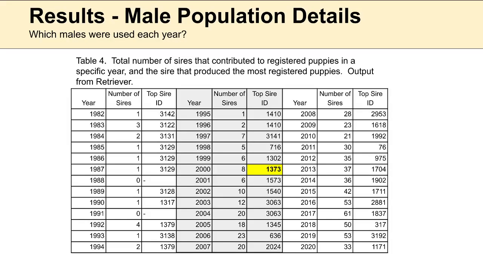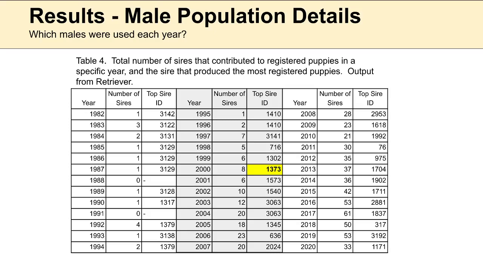And also from Retriever, we can look at who was the most popular sire each year. So we can look at how many actual sires were used each year to produce puppies. And it ranges from 1 to, again, 10 between 1982 and 2002. And after that, we get 12 sires a year, 20 sires a year, all the way up to 61 sires a year in 2017.